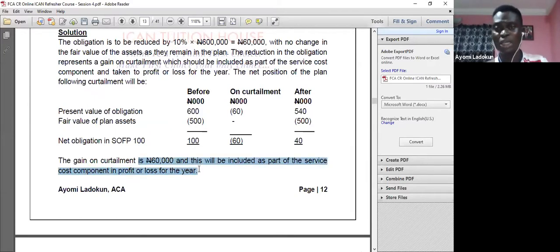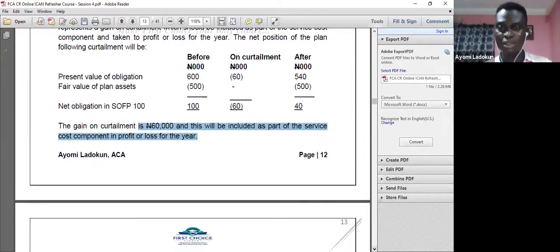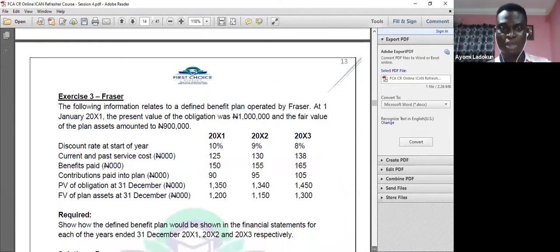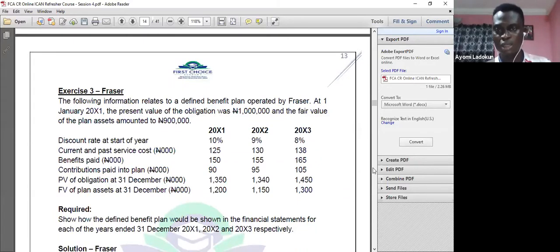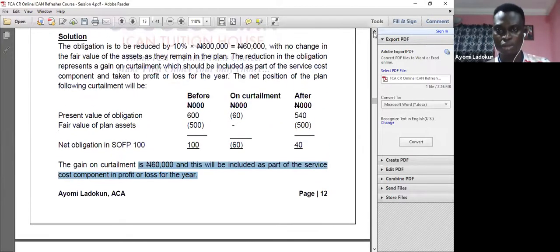In case the examiner takes you on the curtailment separately, this is exactly the way we're going to present it to the examiner. It's just to break it down, but it's quite unlikely you see it separately like this. But in case you see it in the exam. Is the gain 40 or 60?